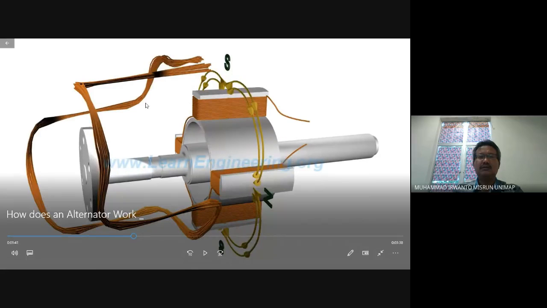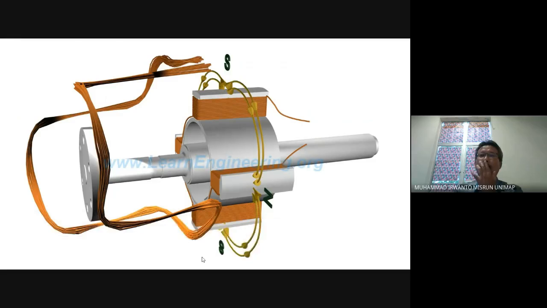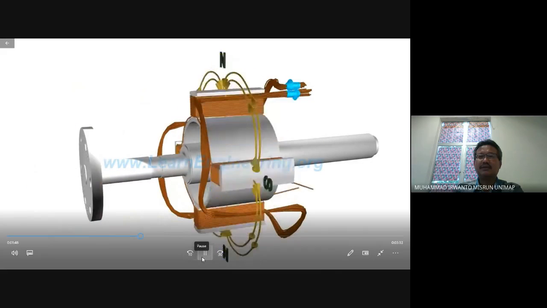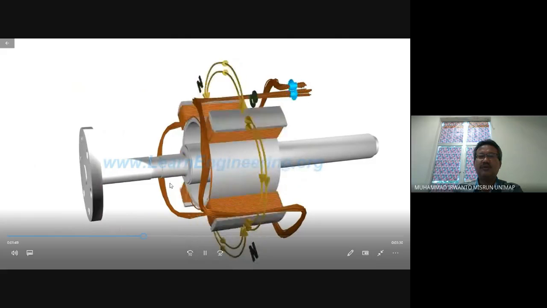Okay, now this winding in the stator produces the same north and south poles. And then we can see here the end of the stator winding, meaning the induced voltage will be generated in the two terminals on the stator of the generator. So the sinusoidal waveform will be generated.